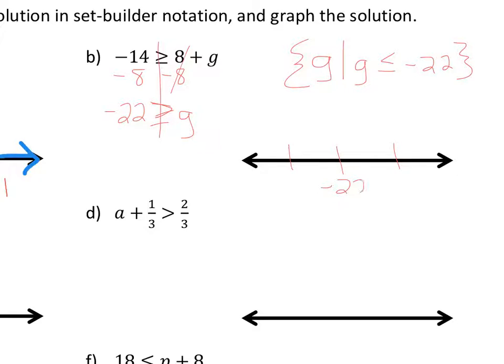So let's go ahead and graph it, put our numbers down. It is again a closed circle. Closed circle on negative 22. And I want g values less than that, so I will shade to the left. Let's go down to D.